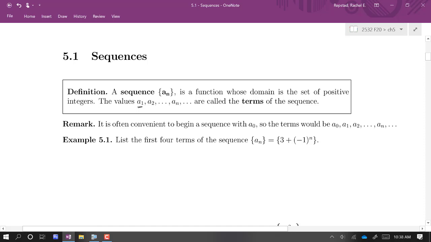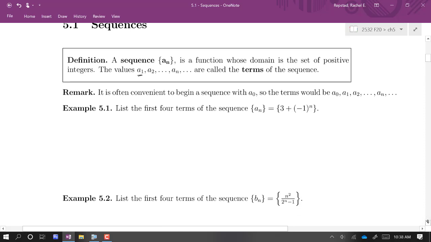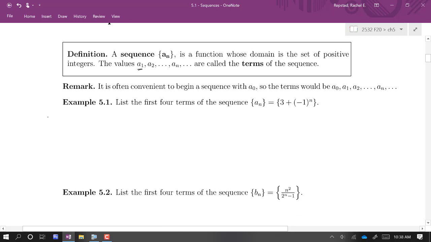So in example 5.1, it says list the first 4 terms of this sequence, and this sequence is defined by a sub n is given by 3 plus -1 to the n power. So we're just going to find these different values. A1 is 3 plus -1 to the first power. So that's 3 minus 1, or 2. A2 is 3 plus -1 squared, so that's 3 plus 1, or 4.